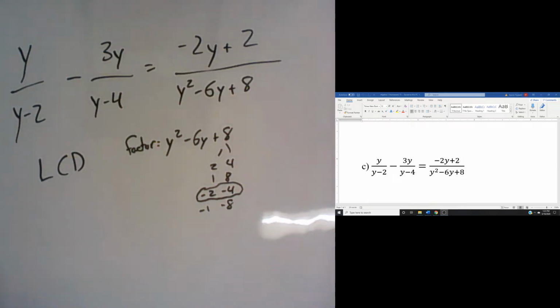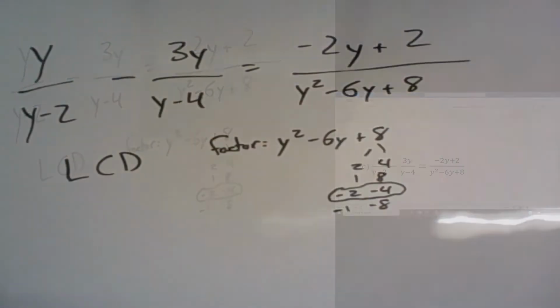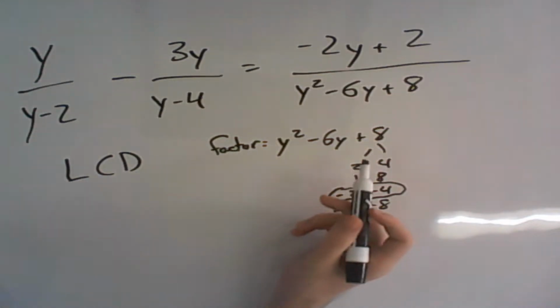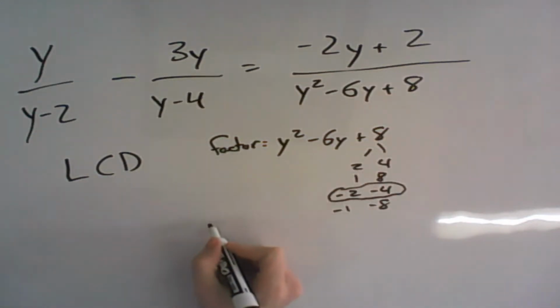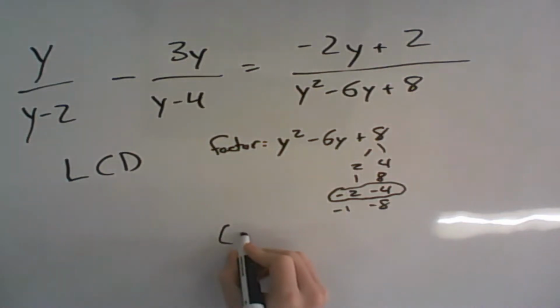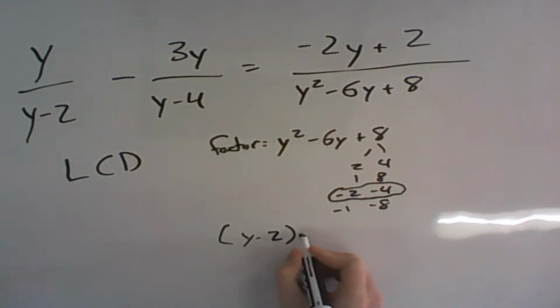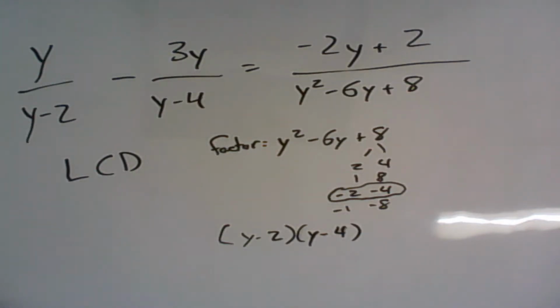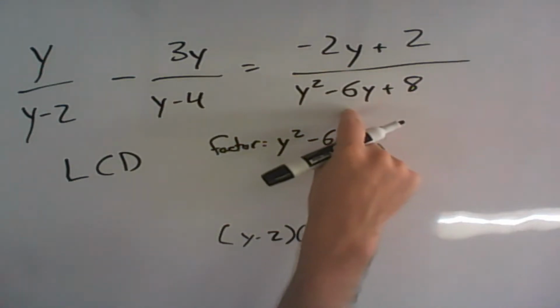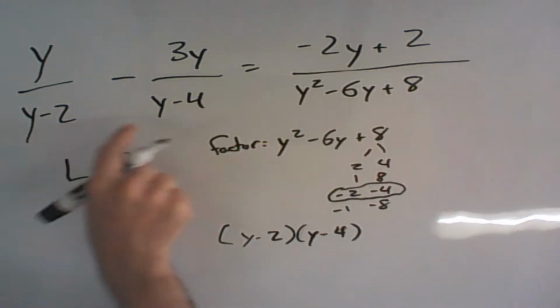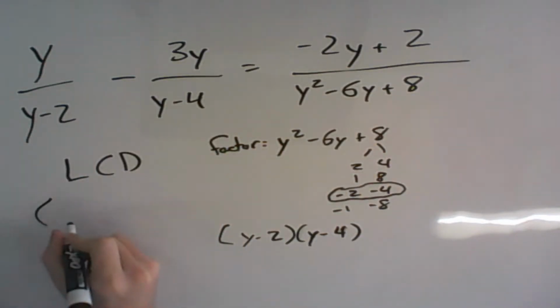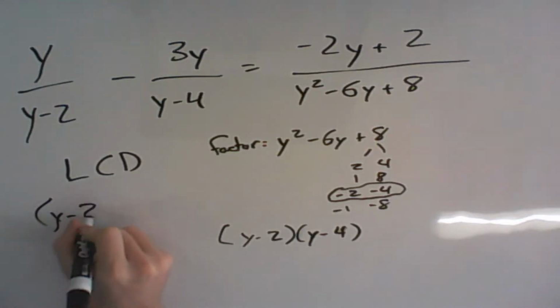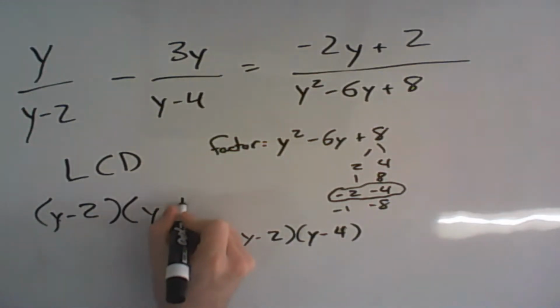So negative 2 and negative 4 are going to be our factors. So these two, we can factor it to become y minus 2 times y minus 4. Well, what's our least common denominator? If this is the denominator for this, that would fit with these two right here. So our least common denominator is y minus 2 times y minus 4.